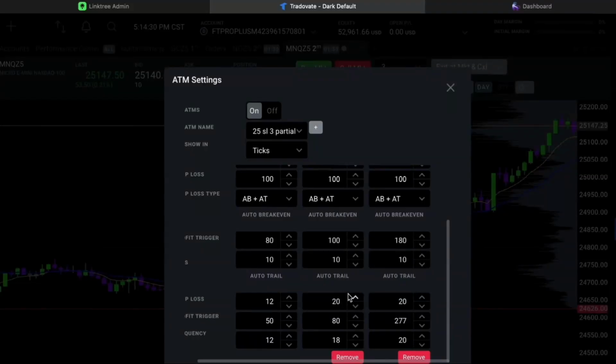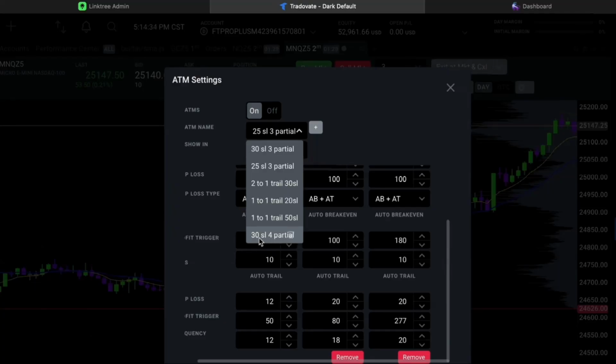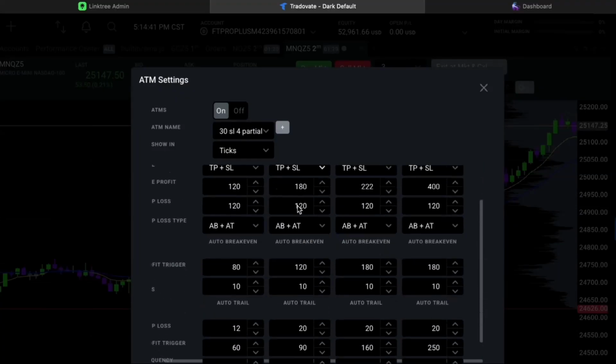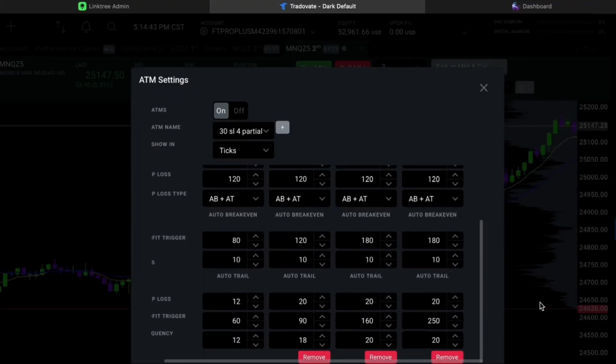Again, hoping to catch the bigger picture of the move. So that's my 25-point stop loss with 3 partials. You'll notice that my 30-point stop loss with 4 partials is just 1 extra target, right? Not by a whole bunch. Notice how I really inserted that extra target here, more or less, versus on the tail end.